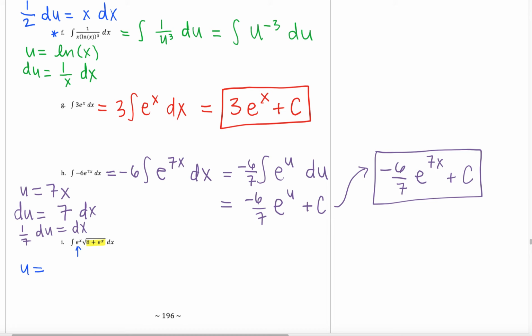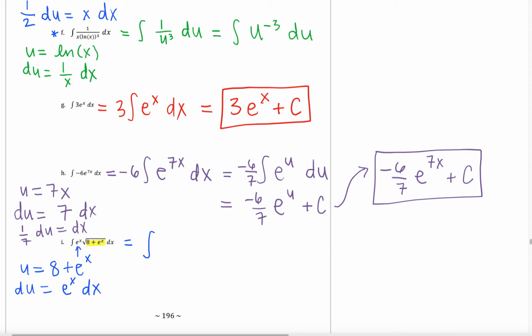So our u sub here is our inside function, so that's the 8 plus e to the x. And the reason that extra e to the x is out there is, when we take the derivative of this, the derivative of 8 is 0, but the derivative of e to the x is e to the x still. So we're never going to get rid of that e to the x because its derivative is always the exact same thing. So we need that extra e to the x for this u sub to work out.